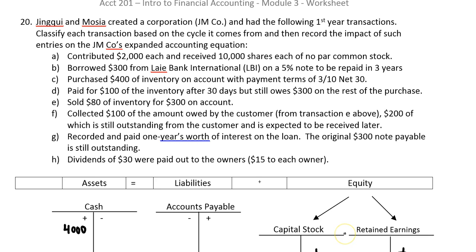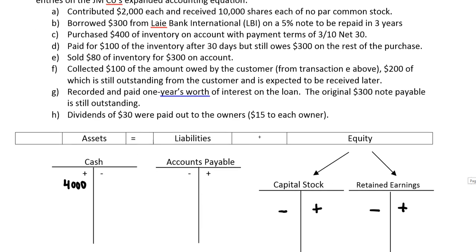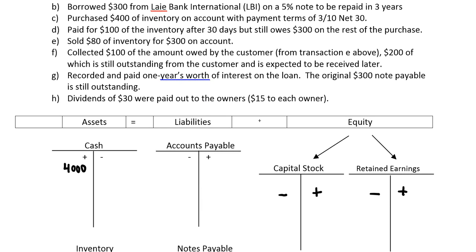Or did equity go up? In this case, since it's the owners who contributed the equity and they received shares in the company, we would say they have more capital stock. So if you were to compute how much in assets we have, we would say we have 4,000 in assets now, no liabilities, and 4,000 in equity. Okay, so that's what you're going to do. You're going to go through each one of these.